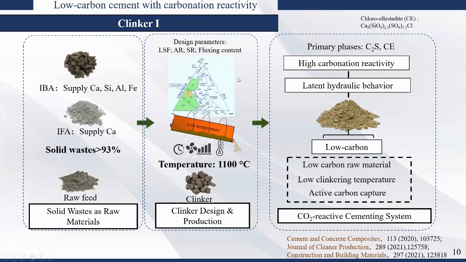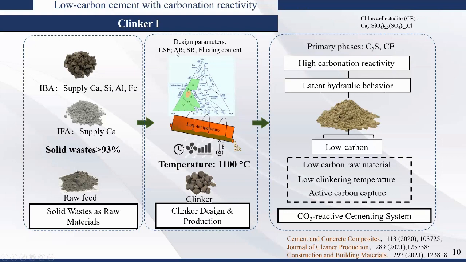Okay, so that comes to our first clinker. We use IBA and IFA. We use IBA to supply calcium, silicate, aluminum, and iron. IFA is a major supplier of calcium. Through raw feed design, the solid waste in the raw feed is greater than 93%.